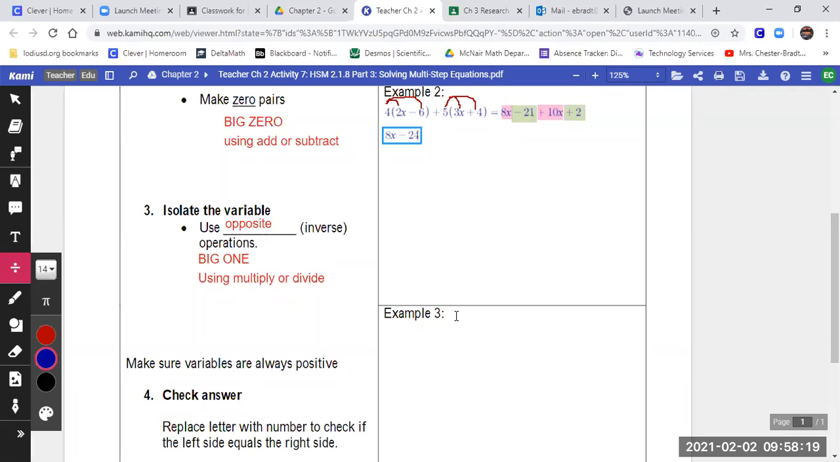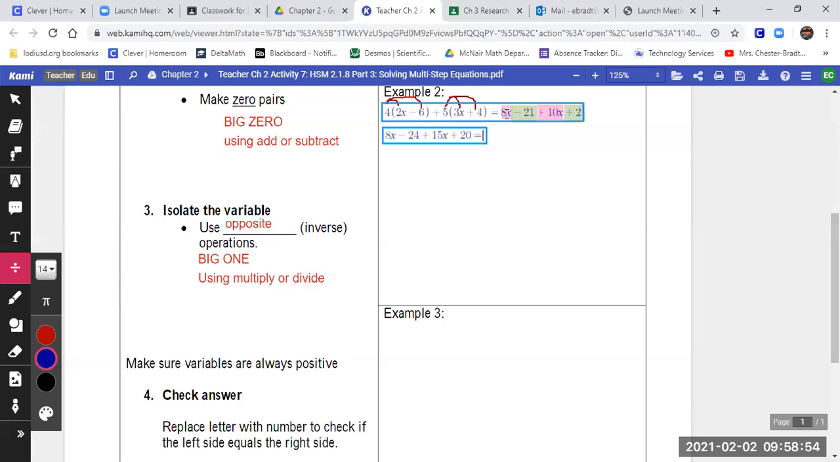And then we have a positive 5 times a positive 3x. What do we get? 15x. And then we have a 5 times a positive 4. So what do we get? Remember signs. We need our signs. What sign is that 20 going to be? Okay, positive 20.